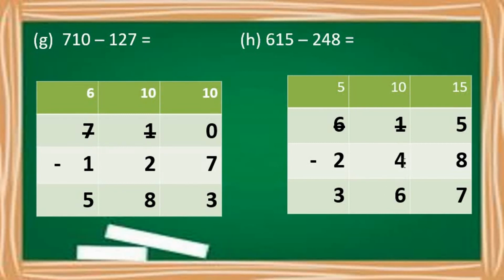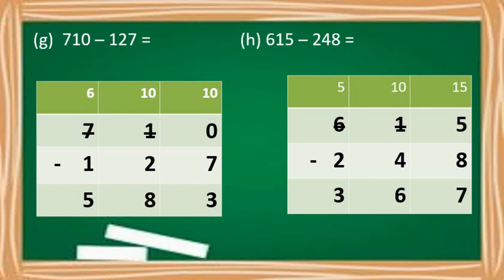10 minus this 4. 10 minus 4. So how many, students? 6. 10 minus 4 is 6. Again we cut the further digit and put the smaller one. 5 minus 2. How many? 3. Got my point? This is your question number 2 done, exercise number 3rd C.